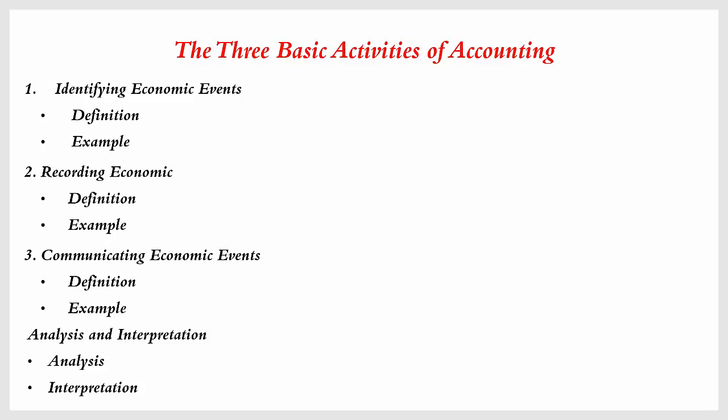3. Communicating economic events. Definition. This involves compiling the recorded data into reports and presenting it to stakeholders. Detailed examples. Financial statements are the most common way to communicate financial information. These include the balance sheet, income statement, and cash flow statement.